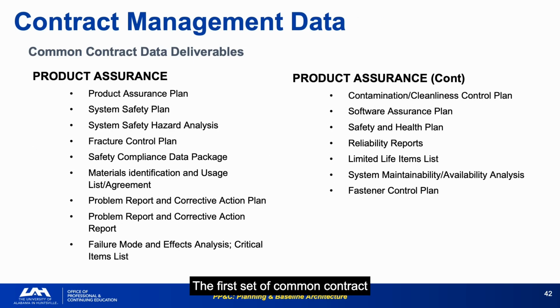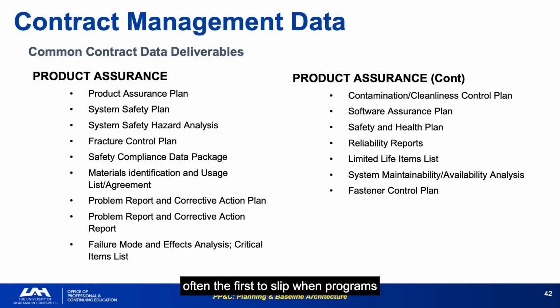The first set of common contract data deliverables covers product assurance: safety plans, hazard analyses, fracture control, software assurance, reliability reports, and similar technical compliance documentation. These deliverables exist to protect the mission. They're not administrative overhead. But from a PP&C perspective, they represent scheduled deliverables that must appear in the IMS and be tracked as scheduled performance events.